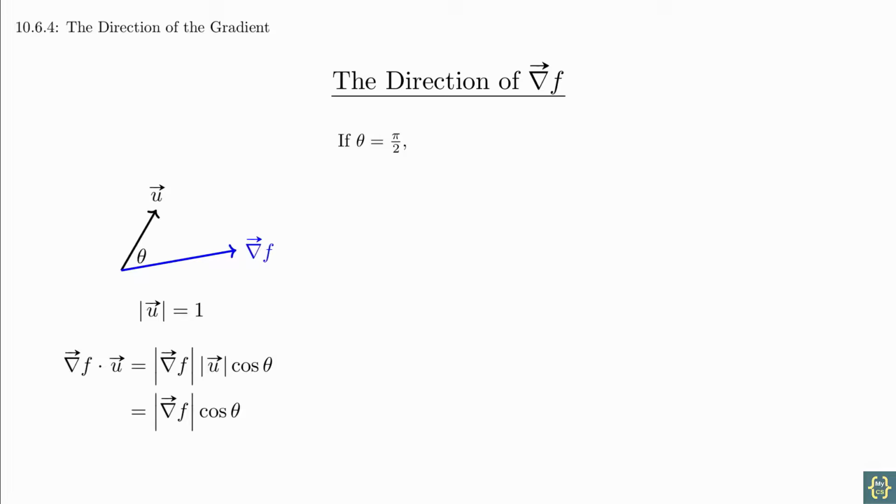We are going to think through the case where the gradient is perpendicular to u. There are a lot of little steps in the logic, so you may need to watch this a couple times and pause it to make sure you really understand the steps. If theta is pi over 2, then the dot product is 0. That dot product represents the directional derivative, so the directional derivative is 0. The directional derivative tells us the slope of f in the direction of u, and since the slope is 0, the function is not changing in that direction.